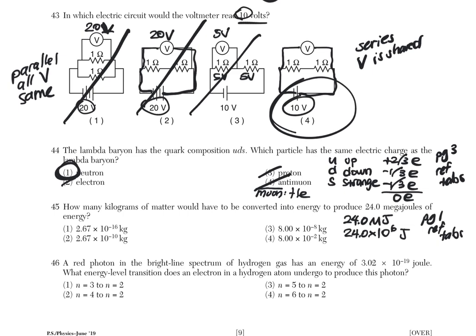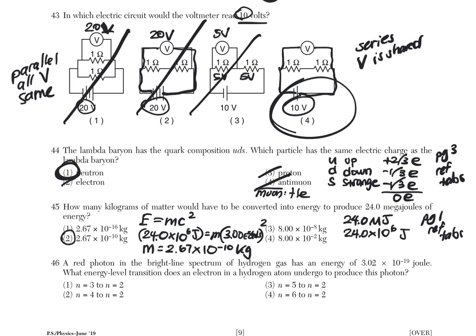So I'm going to do E equals mc squared. And so we square the 3 times 10 to the 8 meters per second, and we divide both sides by that to give us a mass of 2.67 times 10 to the negative 10 kilograms, and that is choice 2.